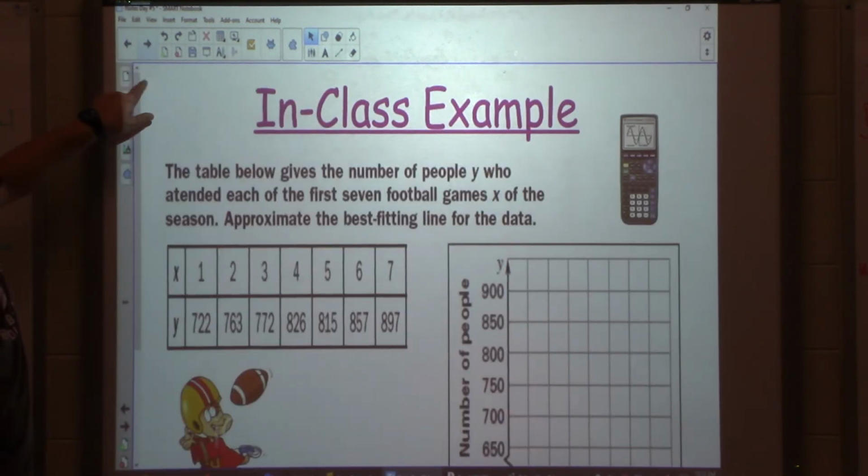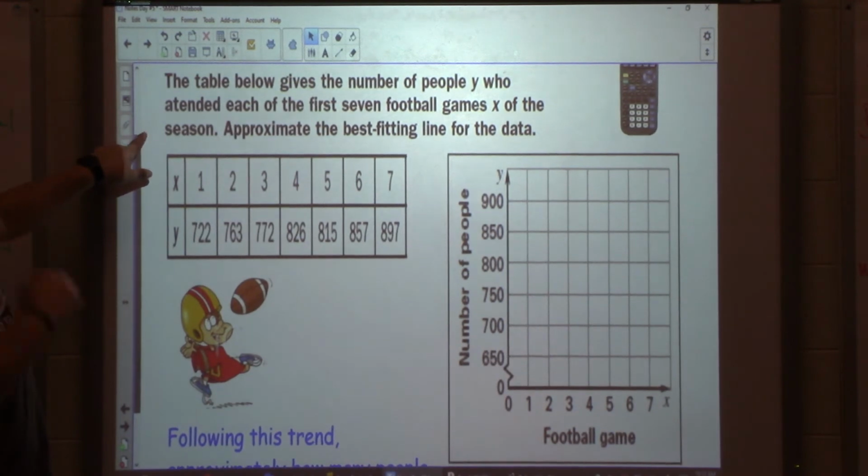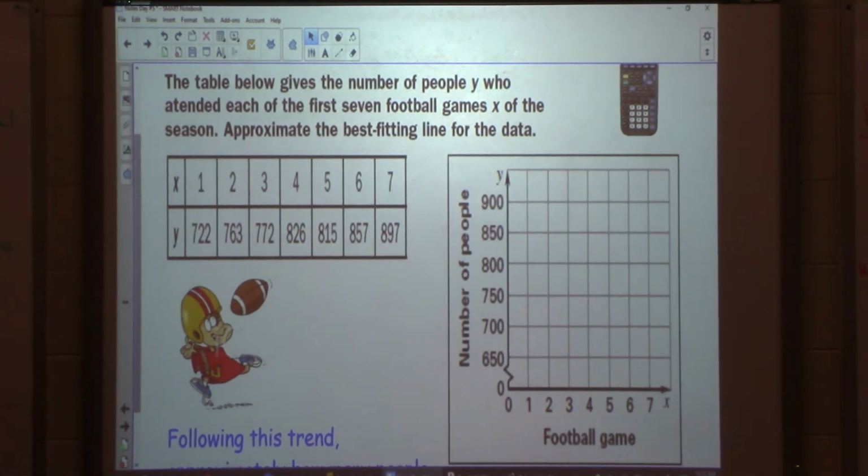Okay. Then let's try a calculator problem. So take a look at the number Y who attended each of the first 7 football games X of the season.